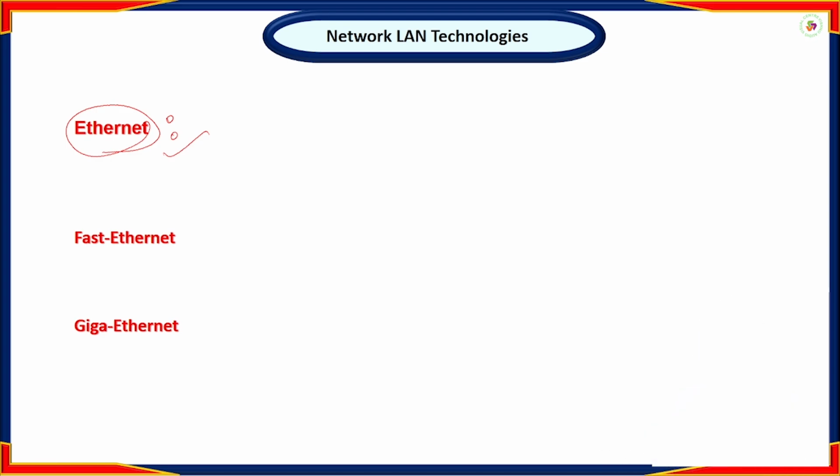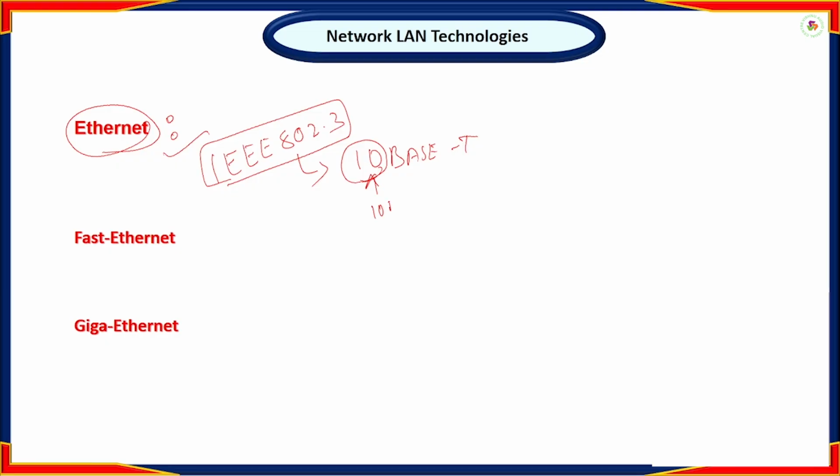Coming to Ethernet, this is standardized as IEEE 802.3. This is the IEEE standard for Ethernet access. With the help of the Ethernet protocol, the speed may vary. For Ethernet, it may be 10 Base-T. Here 10 is the maximum speed, that is 10 Mbps. Up to 10 Mbps the speed can be accessed. And Base means baseband.